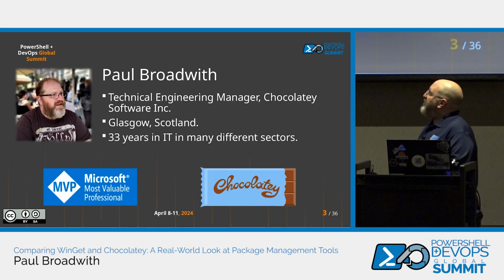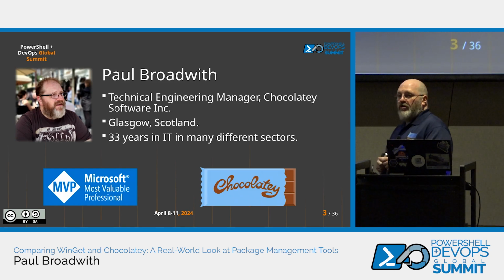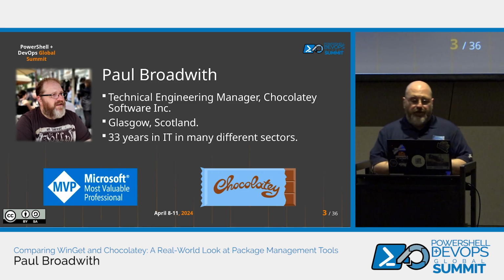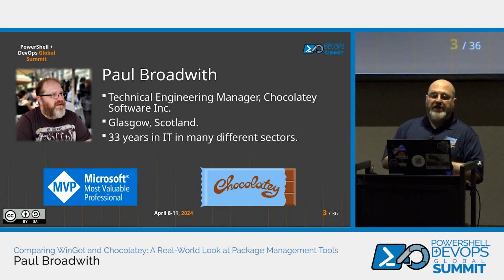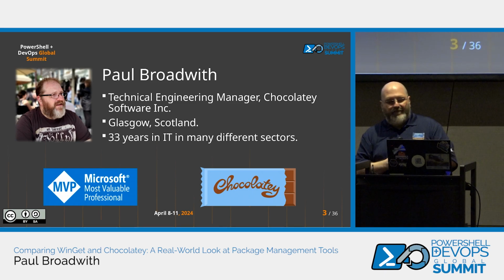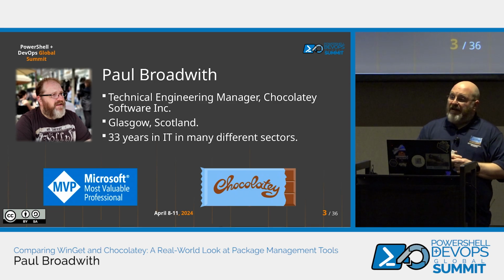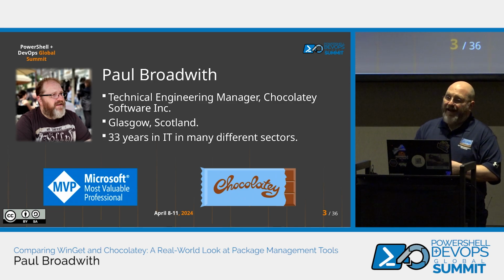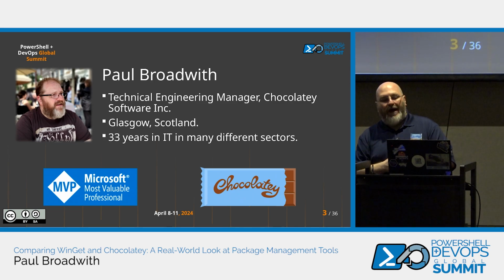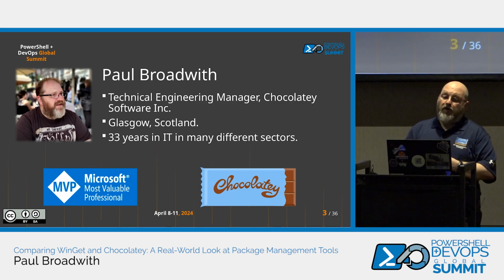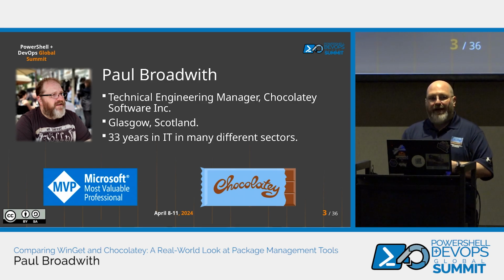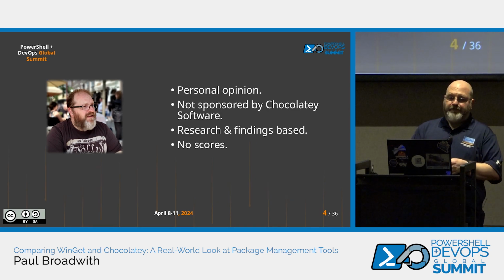Before we start, my name is Paul Broadwith. I'm a technical engineering manager at Chocolatey Software. Me and my team are responsible for Chocolatey CLI that we're going to be looking at today and other Chocolatey products. So that's basically me, full disclosure. I'm from Glasgow in Scotland, so a long way away. And we've got 33 years in IT in hugely different sectors, about half of that as a contractor as well. I'm also a Microsoft MVP, primarily for my work in PowerShell.